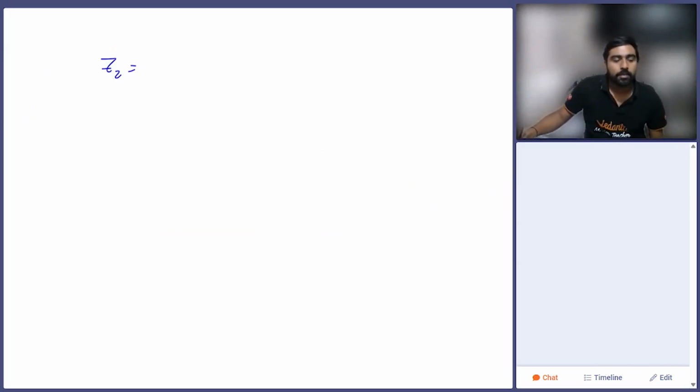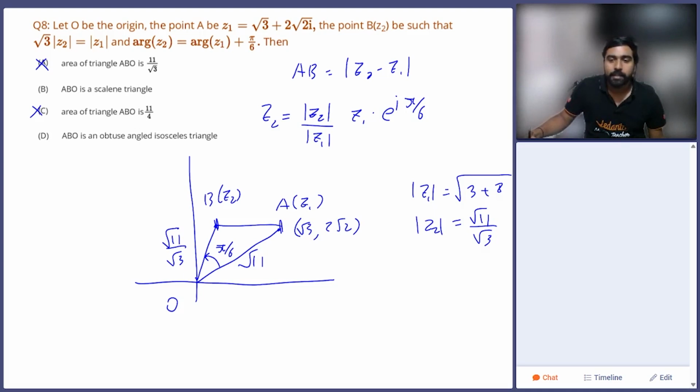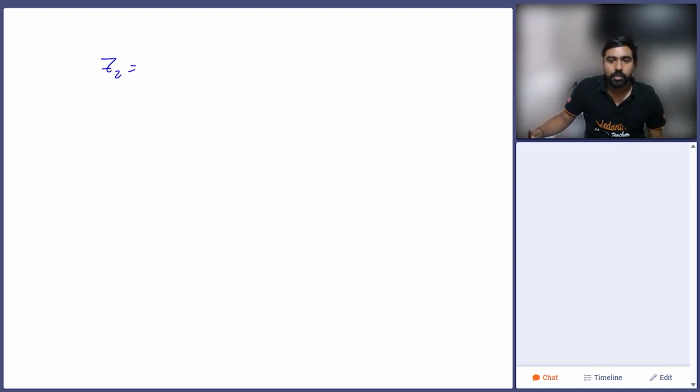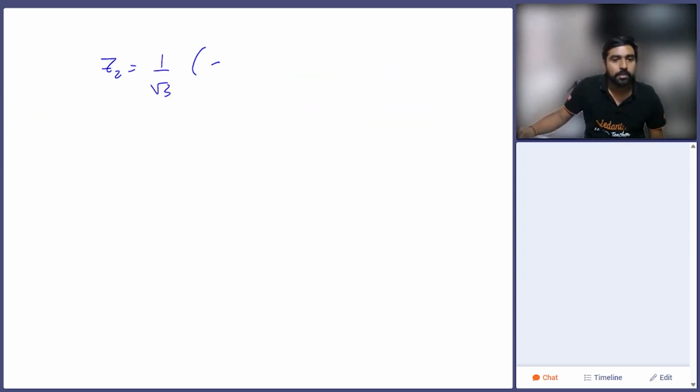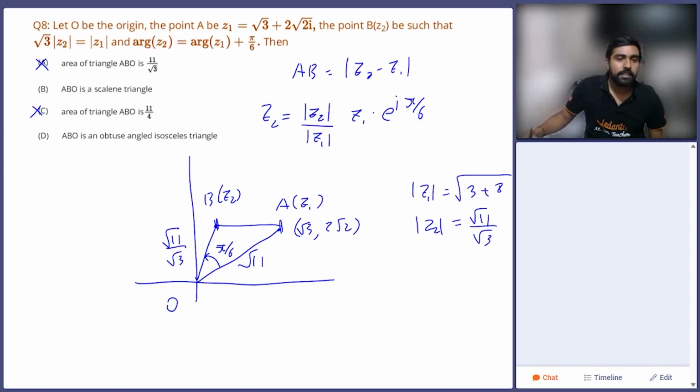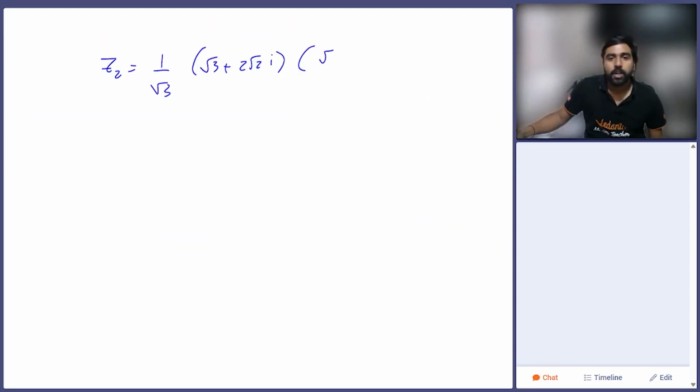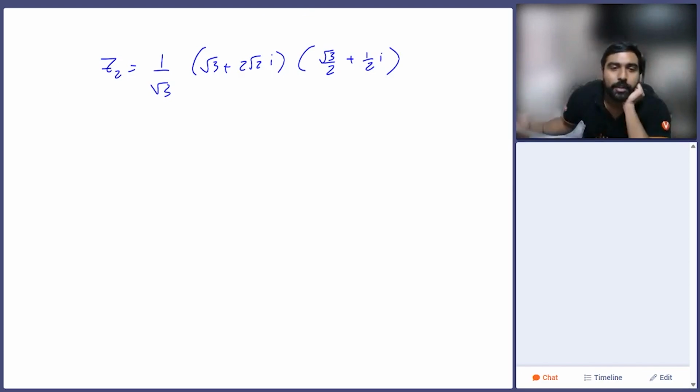So Z2 will be equal to modulus Z2 divided by modulus of Z1, that will be what? Root 11 by root 3. So that's basically 1 upon root 3 into Z1, which is root 3 plus 2 root 2 iota. This is multiplied with e power iota pi by 6, basically cos pi by 6 plus iota sin pi by 6 over here. So basically this is the expression that we will get. Overall, this is what we have over here. Very well. Now let's simplify. We have to find Z2 minus Z1, so we'll need to simplify this out entirely.